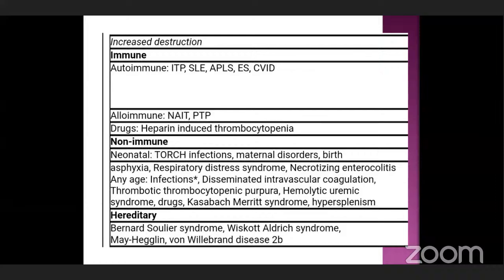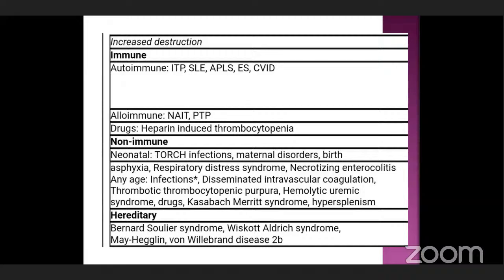Then PTP is post-transfusion purpura. That means when we are getting a transfusion from someone, and that transfused blood contains some antibodies that are attacking our platelets. That is post-transfusion purpura. Then drugs, that is heparin. Heparin is the drug which acts via immune mechanisms to cause thrombocytopenia. That is heparin-induced thrombocytopenia.